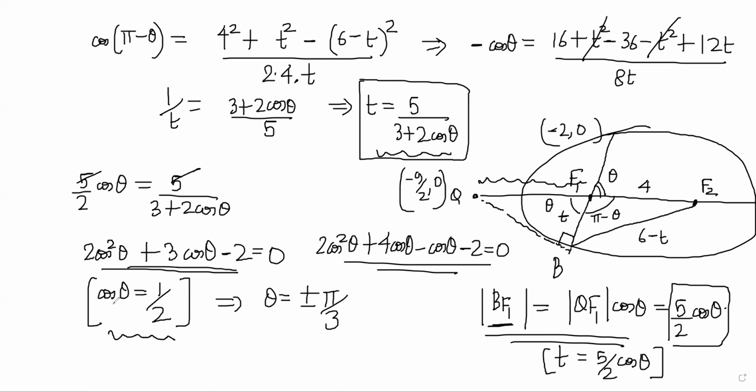So since it cannot be a negative angle here, you will take the positive angle. Theta is plus pi by 3. And that means the slope of this line can be tan theta is equal to root 3. You could also have a situation where you have a line like this, where the slope is minus root 3. The slope of the lines could possibly be root 3 or minus root 3.